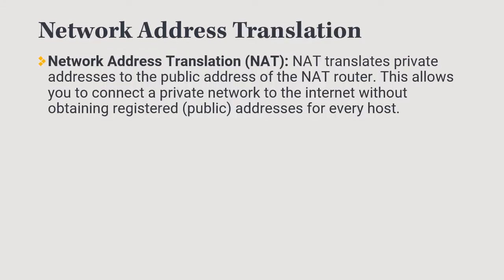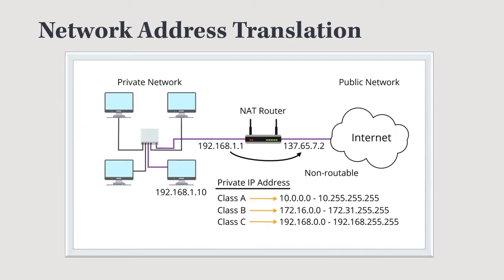Next thing that we want to cover is network address translation, or NAT. So NAT translates private addresses to public addresses over a NAT router. This allows you to connect a private network to the internet. And if we remember, there's a difference between private IP addresses and public IP addresses. So here we see kind of how the NAT works.